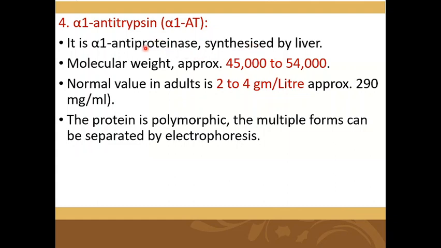Antiproteinase: proteinase is that enzyme which breaks the protein, and antiproteinase means that it stops the breakdown of the protein. It is synthesized by the liver. Molecular weight is 45,000 to 54,000. Normal value is 2 to 4 grams per liter, and approximately 290 milligrams per ml. It is polymorphic, that is having many subunits, and the multiple forms can be separated by electrophoresis.